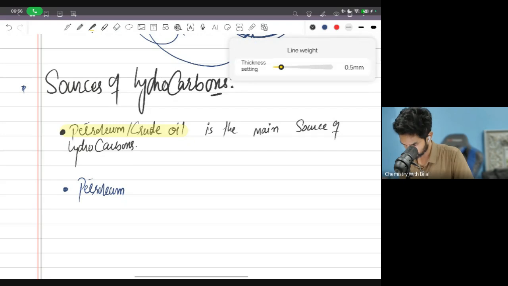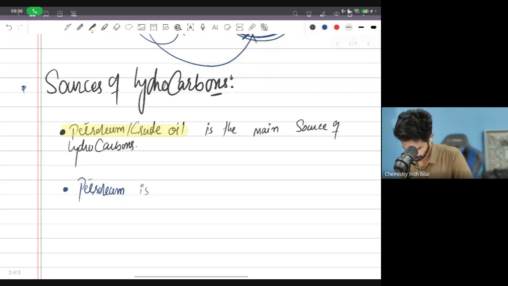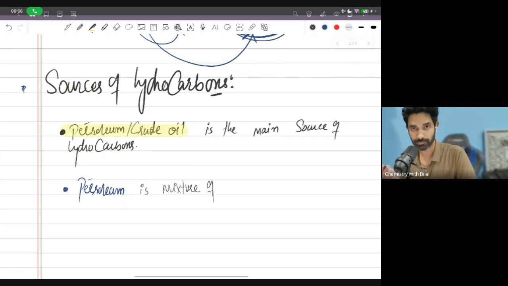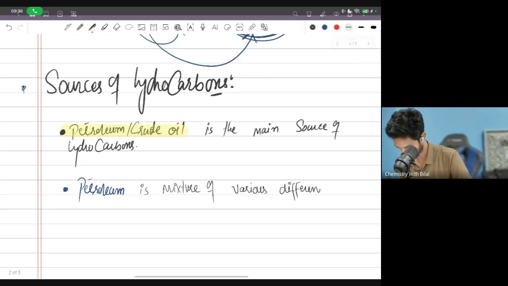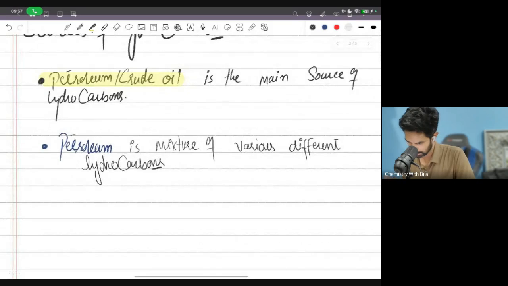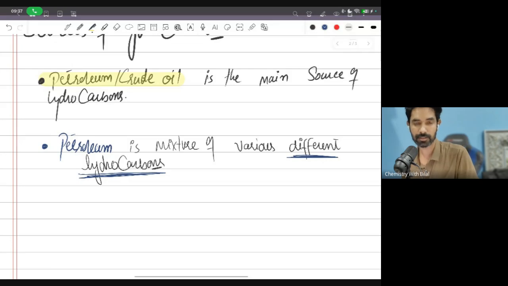So what is petroleum? Petroleum is a mixture of hydrocarbons. Because this is the source of hydrocarbons, definitely hydrocarbons will be inside it. Petroleum is a mixture of various different hydrocarbons. Now, since petroleum contains a different variety of hydrocarbons, the next task is to separate each different hydrocarbon from that mixture.